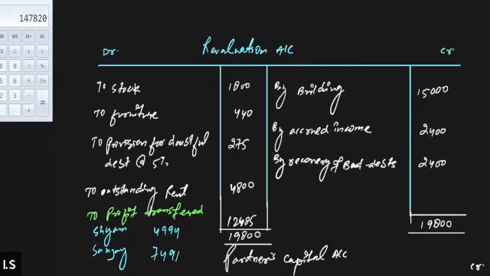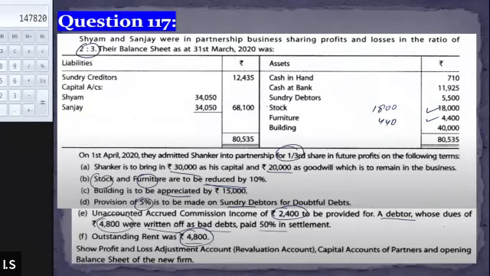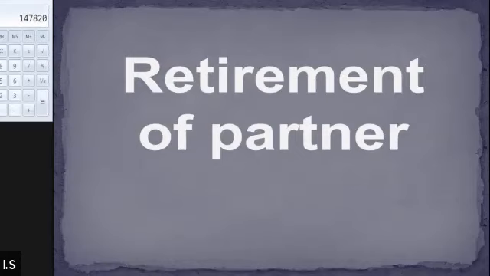Okay. All right, guys. So this was all about admission of partner. And now we'll talk about the retirement of partner. Retirement is a situation wherein one of the partners is leaving the partnership. There could be any factor. One reason could be he has attained a certain age and because of which he has to retire. Or there could be any other reason also, personal reasons or business reasons or anything.